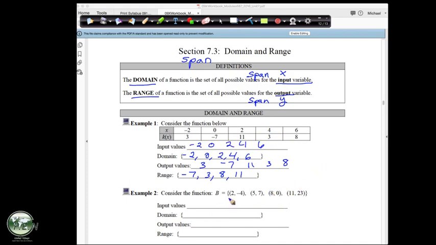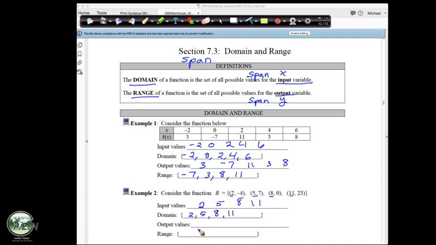Okay. Here it is as ordered pairs. So what are my input values? The x's. Excellent. So we just list them down. 2, 5, 8, 11. So I could just list them as values. When I go and list them in these, what they call curly braces, I put commas.